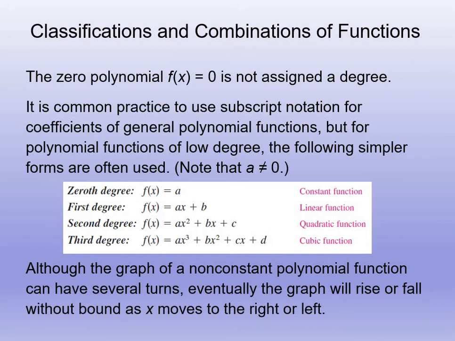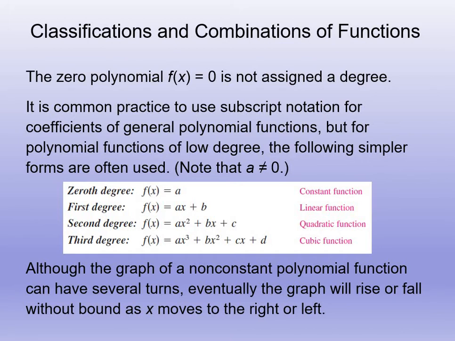If we have a first degree polynomial, it's a line. We have ax to the first plus b, right? Second degree polynomial, we have ax squared plus bx plus c. Third degree, ax cubed plus bx squared plus cx plus d. So we can see the degree is the highest exponent on the polynomial.